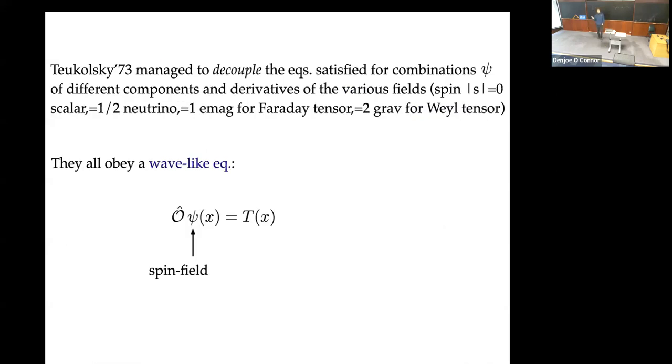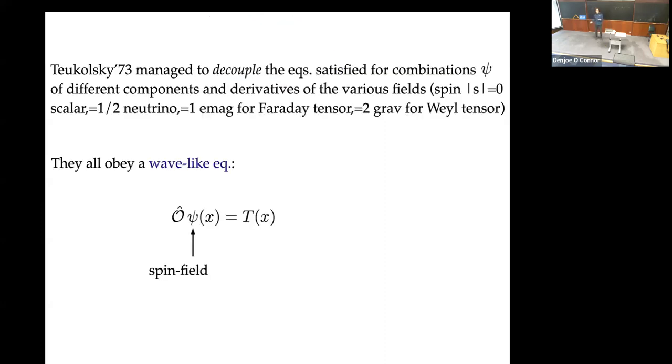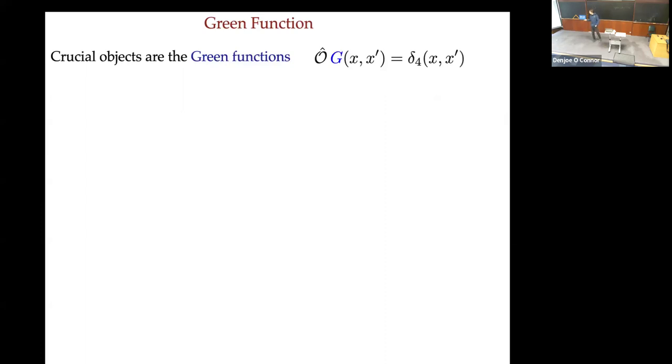Now, I wrote it down for scalar fields, for fields of other spins, electromagnetic, neutrino, or gravitational fields. One can write similar equations. So Teukolsky in 1973 managed to decouple the fields for the different components of the field into one single so-called master Teukolsky equation. Again, it's a second order linear hyperbolic PDE. The operator, I call it O hat. And the type of field, I call it psi. Okay? So almost all the time I'll be talking about scalar fields, but other fields of other spins obey similar type of equations.